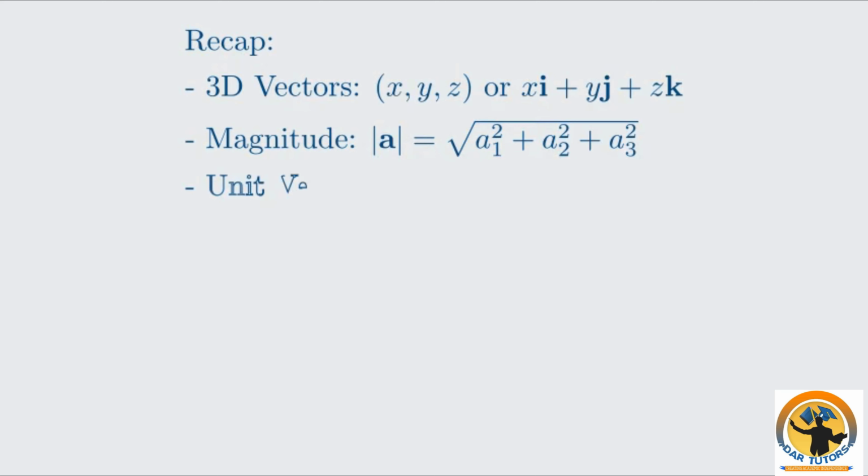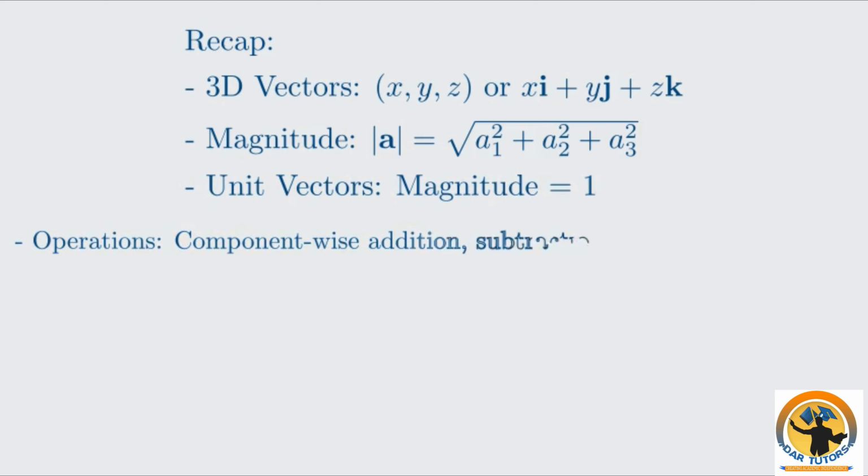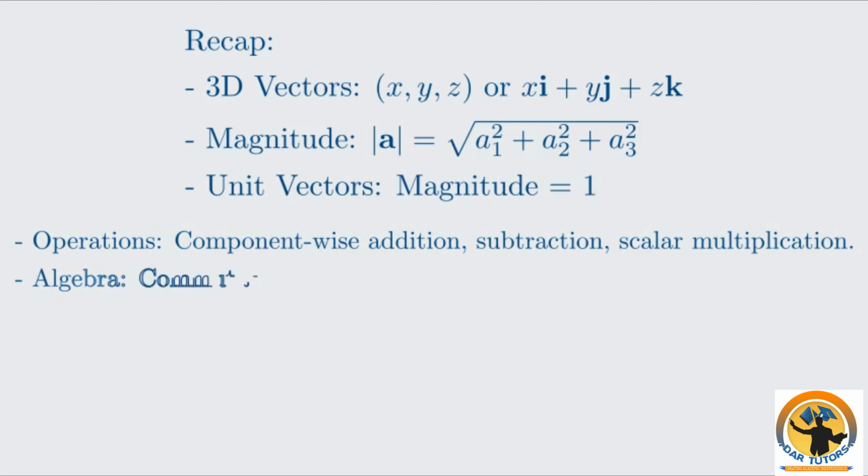Let's recap what we've covered. We started by defining vectors in 3D space using both component and unit vector forms. We then learned how to calculate the magnitude of a 3D vector using the Pythagorean theorem. We explored the concept of unit vectors and how to find unknown components given a magnitude. Finally, we reviewed the rules for vector addition, subtraction, and scalar multiplication, and we saw how the properties of vector algebra allow us to solve vector equations. You are now equipped to handle these fundamental vector operations in 3 dimensions.